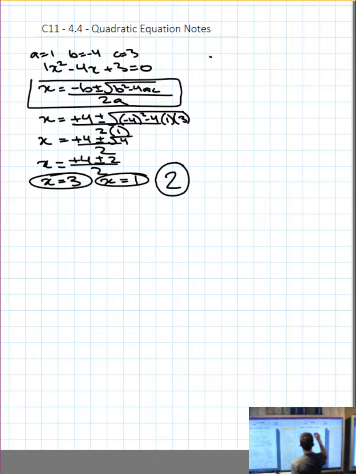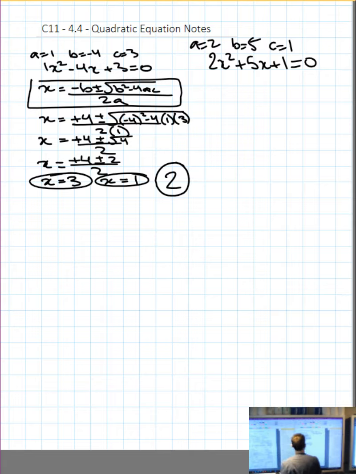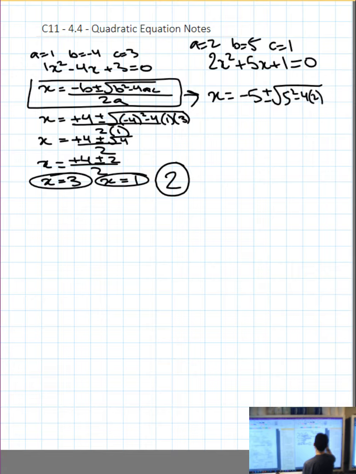Okay, off to the right, we have 2x squared plus 5x plus 1 equals 0. So A is 2, B is 5, C is 1. You could write the formula down again or just substitute into it. X equals negative b, negative 5, plus minus square root b squared minus 4ac, 5 squared minus 4 times 2 times 1, all over 2a.